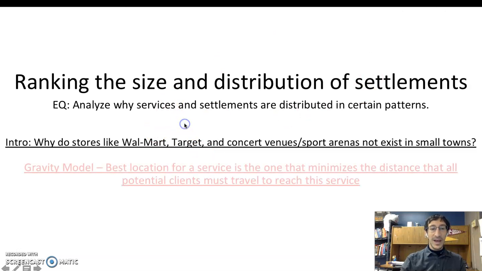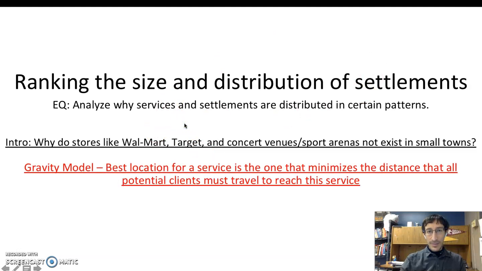Okay, but now we also want to add in this idea known as the gravity model. The gravity model states that the best location for a service is the one that minimizes distance for most of its potential clients by basing its travel to reach the service. So, tying back to the central place theory, you want to minimize the distance for people to go to the location in order to get this service. So what's going to be the best location and have the most pull?